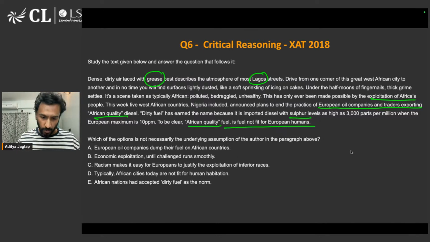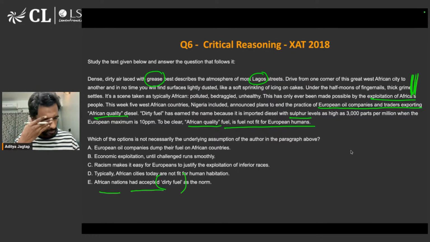Right? So we are told African nations have accepted dirty fuel as a common practice. Firstly, this is clearly something that is prevalent in Lagos, and it's a problem which has lasted for a while. The other thing is that in the second half of the passage, after telling us that this problem is there, we are told this week five West African countries decided to end the practice of European oil companies exporting African quality diesel. The term also has become common.